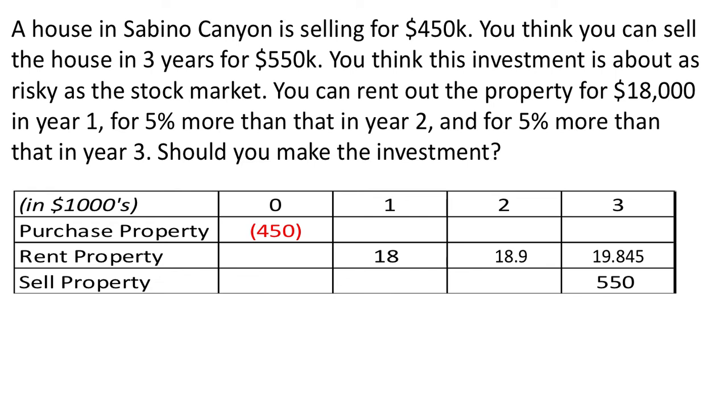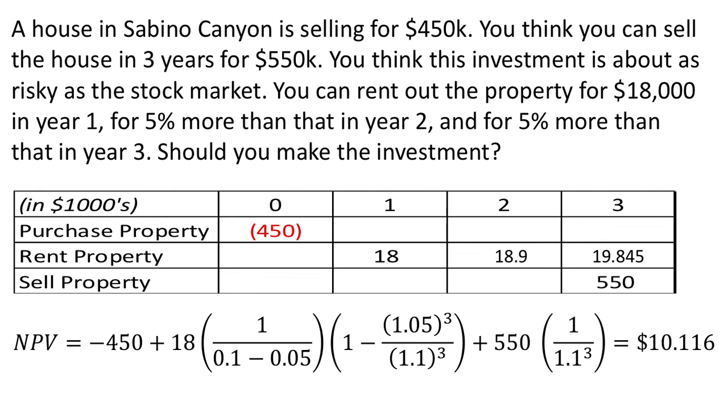And what did you come up with for a calculation? You should have come up with this. Notice the formula is no longer just a 3-year annuity formula. It is a 3-year growing annuity formula. What rate is it growing at? 5%.